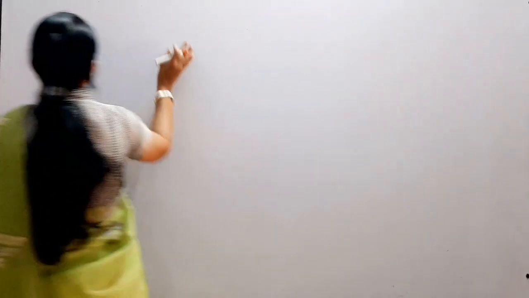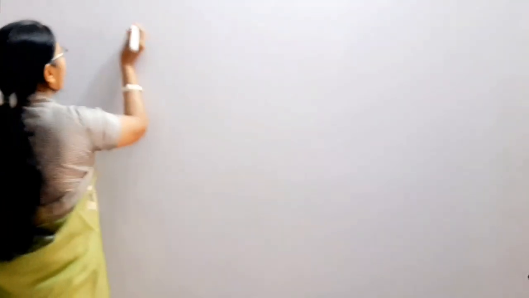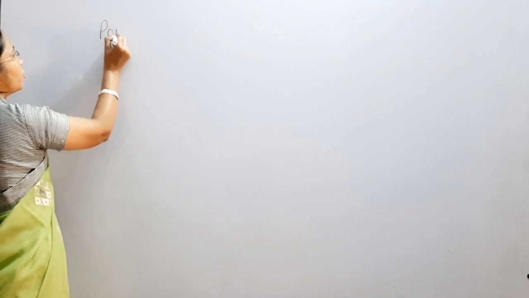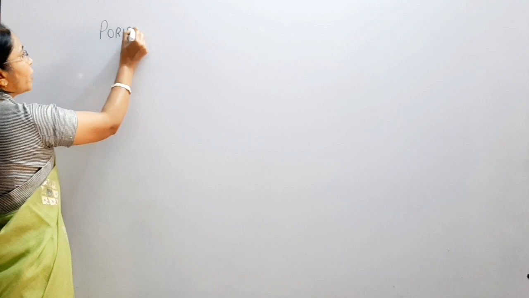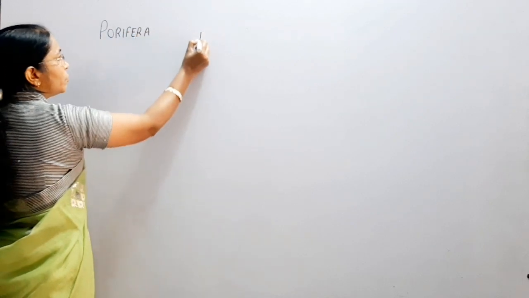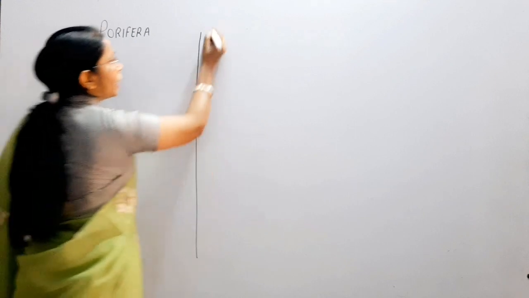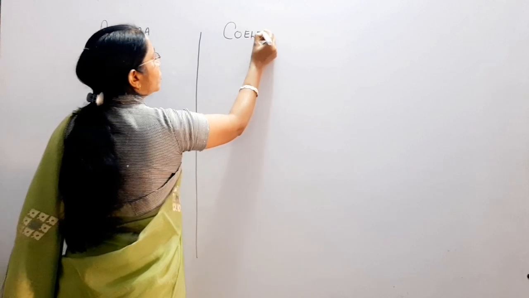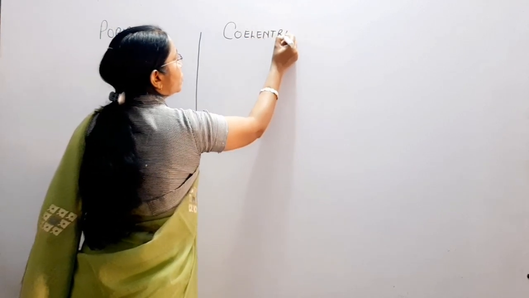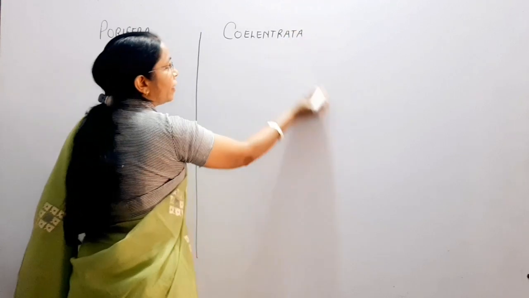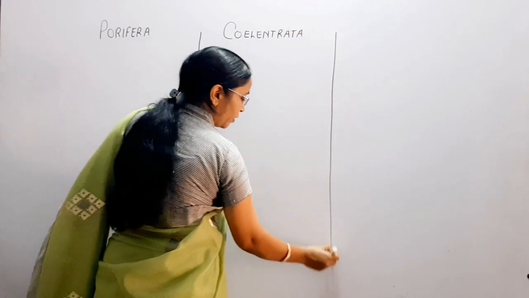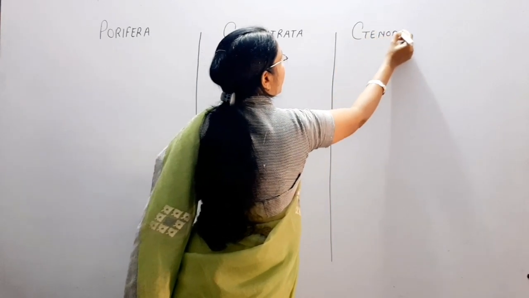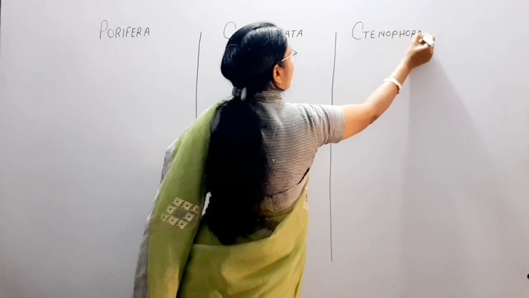So let's start with Porifera, Coelenterata and Ctenophora, and here we make a comparative analysis. First we study Porifera, second we study Coelenterata, and third phylum here we discuss is Ctenophora. So these 3 phyla we are going to study today.